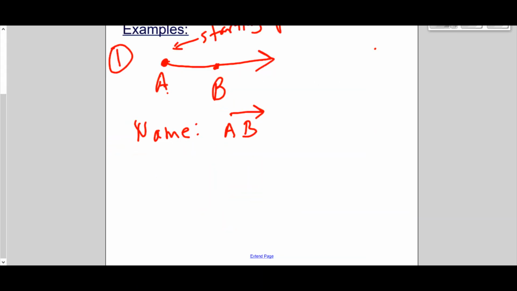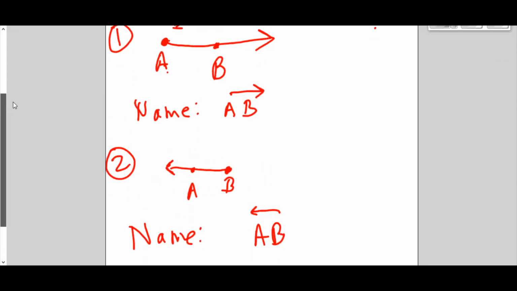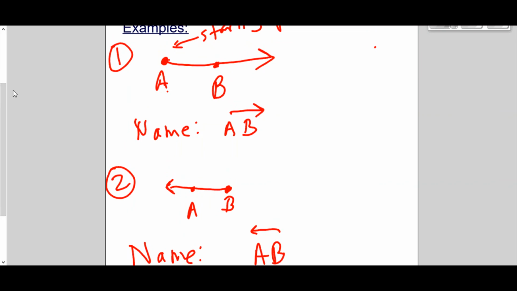Let me give you another example. So like as sort of example two, if I had it going the other way, I could have my arrow going to the left. Here would be my starting point. Let's call it this B and this A. The way that we would name this ray is AB. And this time my starting point was B. So I'm going to put my starting point and then my arrow goes to the left. So that's how we would name that ray. So there's two examples of a ray.